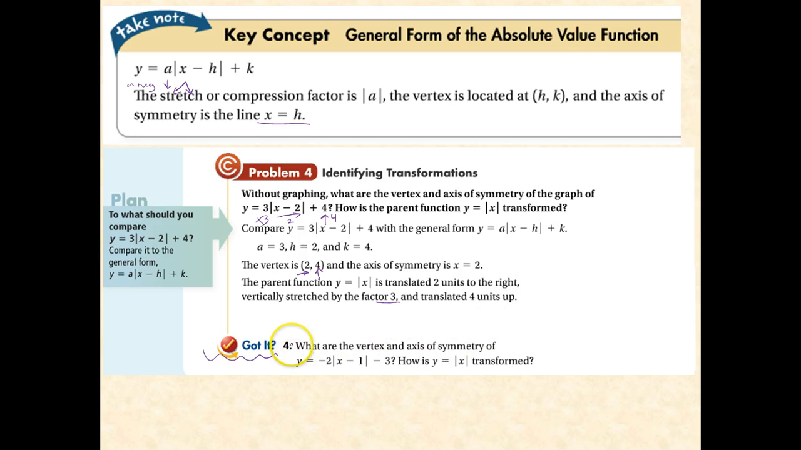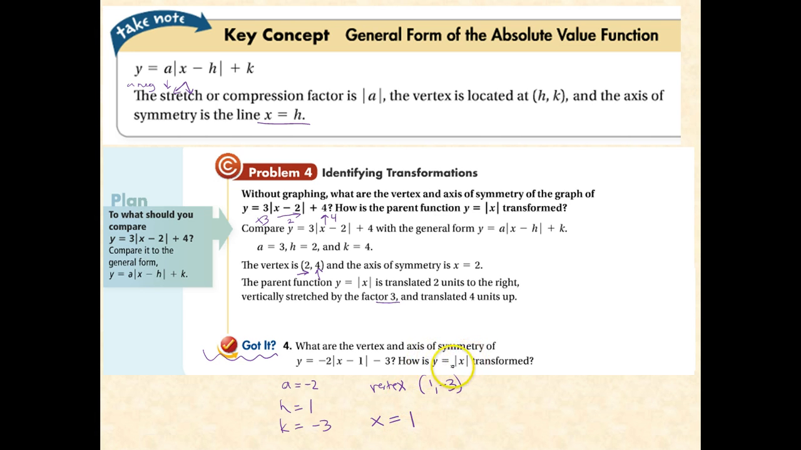So what are the vertex and axis of symmetry of this? Well, the vertex is, what do we got? We got a is negative 2. We got h is, so this is a minus h, so h is 1. And k is negative 3. So the vertex is h, k, which is 1, negative 3. And the axis of symmetry is the line x equals 1.